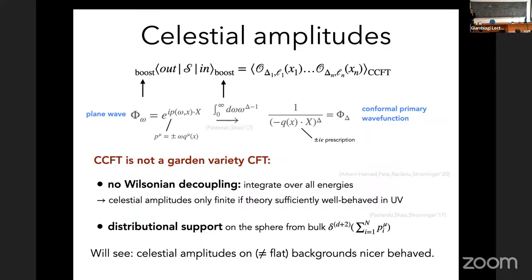So that's that. It's non-standard from the point of view of CFT, but it's what you get by writing amplitudes in this different basis. But when you put them on backgrounds, since you break some isometries, and in particular translation symmetry, that will go away, and that will make the amplitudes more manageable in some sense.